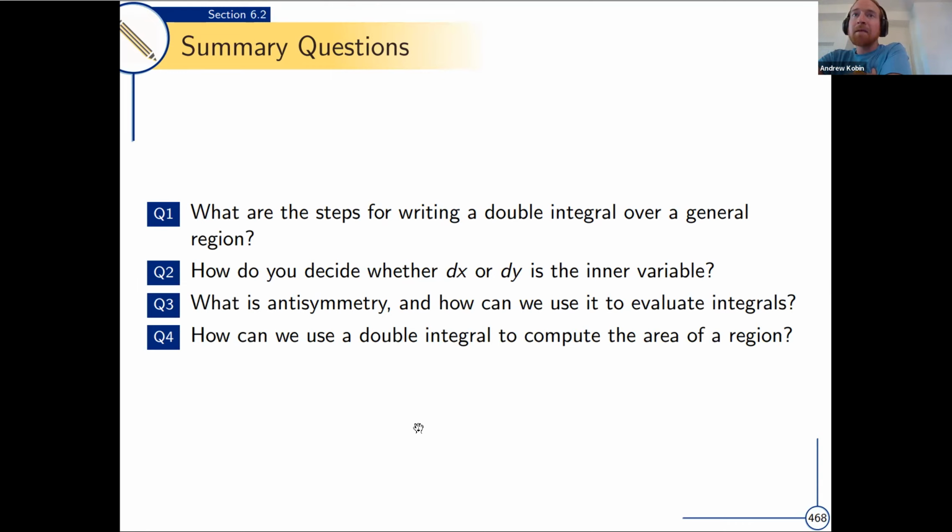First of all, what are the steps for writing a double integral over a general region that's not necessarily a rectangle? Next, how do you decide whether dx or dy is the inner variable to integrate first? What is antisymmetry and how can we use it to evaluate integrals? And finally, how can we use a double integral to compute the area of a region in the xy plane?